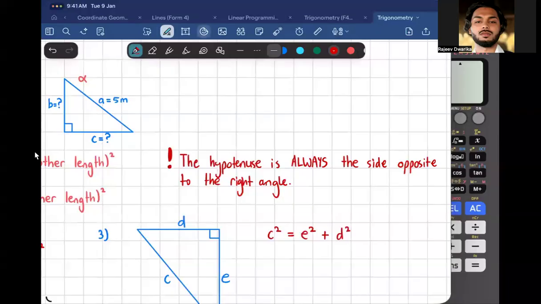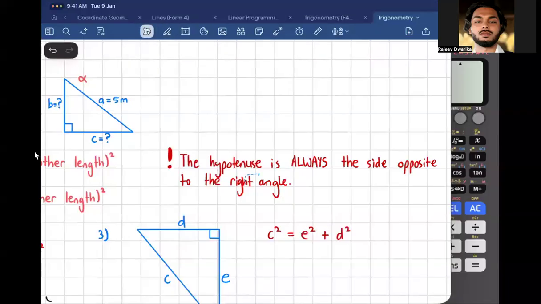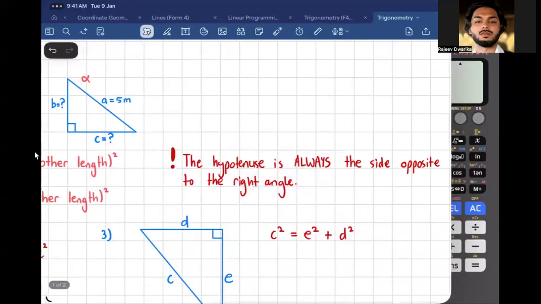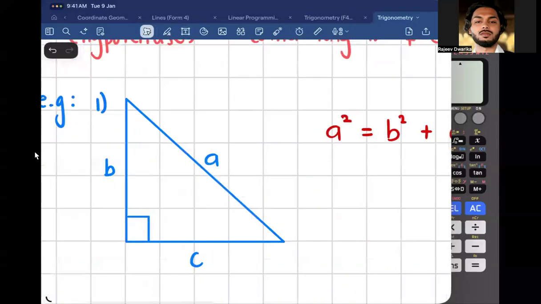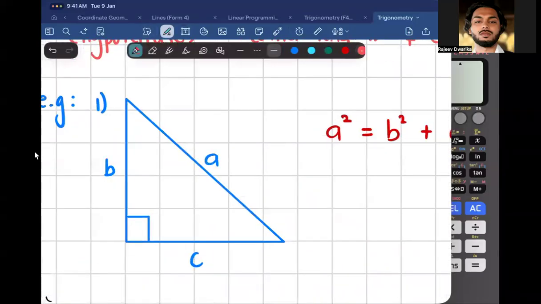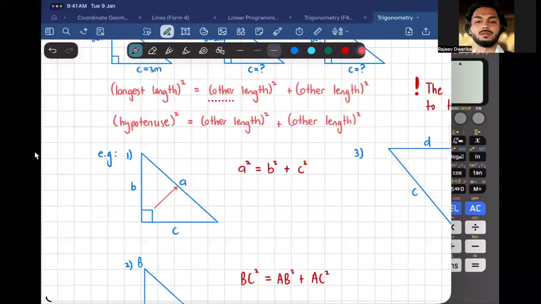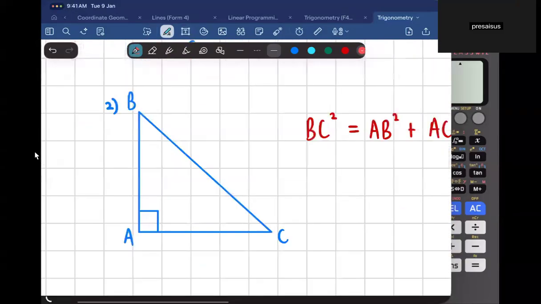So Priscilla is probably wondering, well, what do I mean? Sure, what I mean, right? Watch. This is what I mean. So AC is the longest because it's the side opposite the right angle. Understand? Yes, sir.